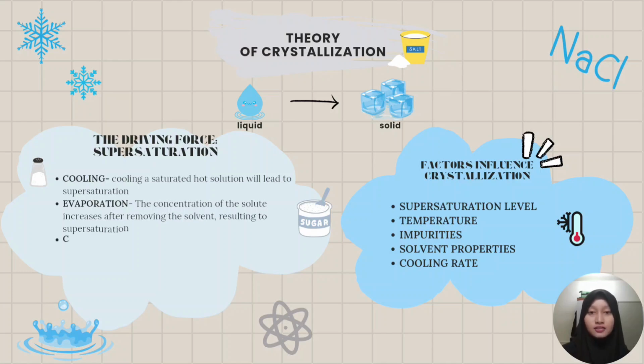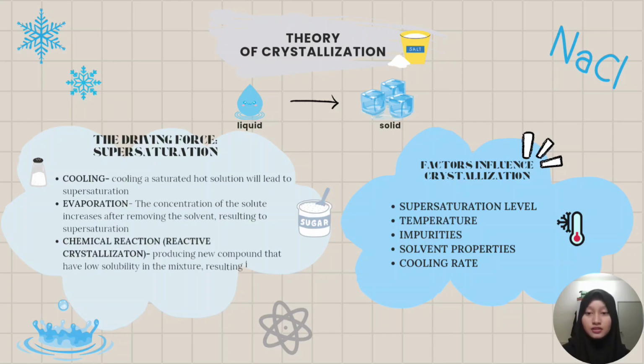The theory of crystallization is based on these two elements, which are the driving force, which is the supersaturation, and factors that influence the crystallization. Therefore, what is supersaturation? Supersaturation is a solution that is unstable. If the solution is disturbed by introducing a seed crystal or a change in the temperature, it can rapidly crash, causing the excess solute to precipitate out of the solution and form crystals. Supersaturation occurs under these two conditions, which are cooling and evaporation.